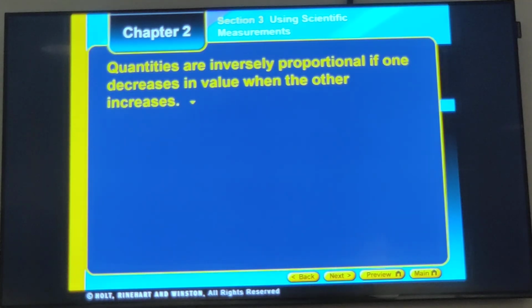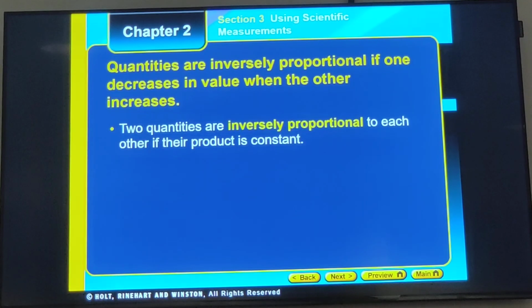Now, quantities are inversely proportional if one decreases while the other one increases. It's kind of like they're going in opposite directions. If I double one, I'm cutting the other one maybe in half, for instance. Or if I cut one in half, I make the other one twice as much. You know, they're going in opposite directions. So two quantities are inversely proportional if their product is a constant. If one multiplied by the other always gives me the same answer, it's inversely proportional.